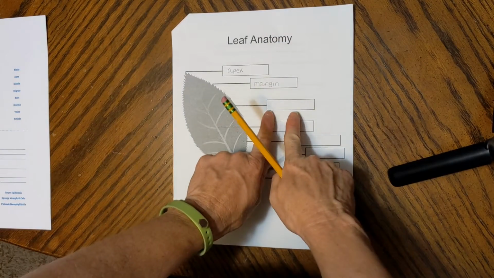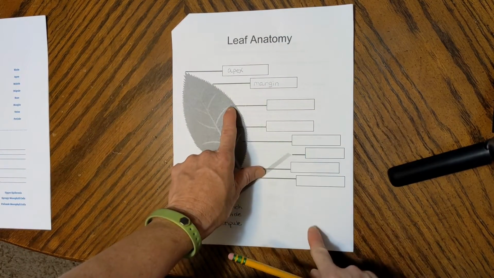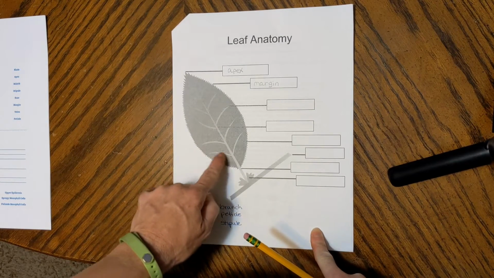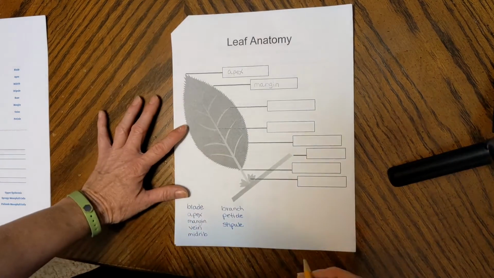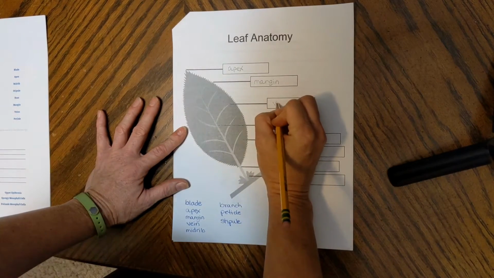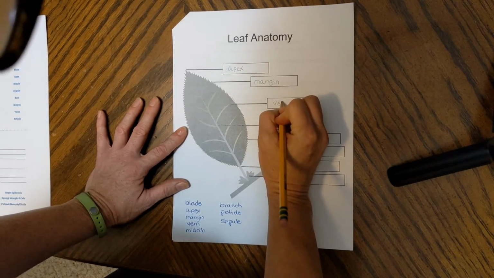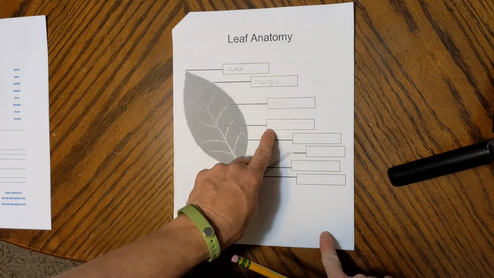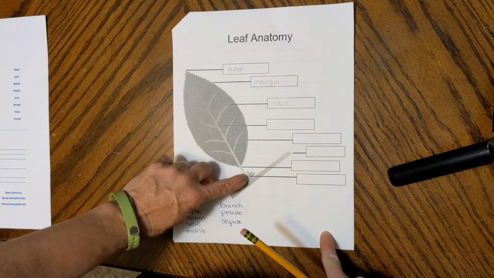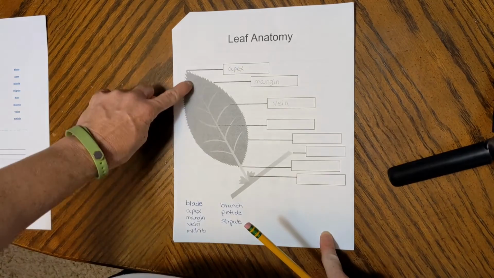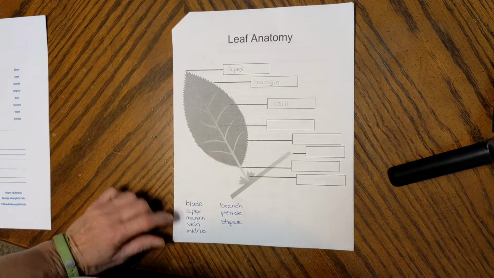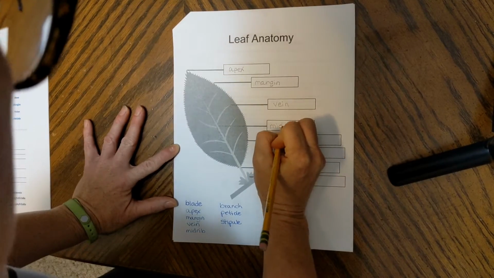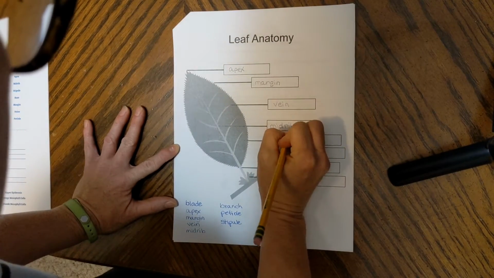Now this is pointing right at one of the veins of the leaf. You can see there's lots of them. It's pointing at a vein. So I'm going to write vein, V-E-I-N. And then this one is pointing right to the center vein in the rib, which has a special name. It's called the midrib, M-I-D-R-I-B.